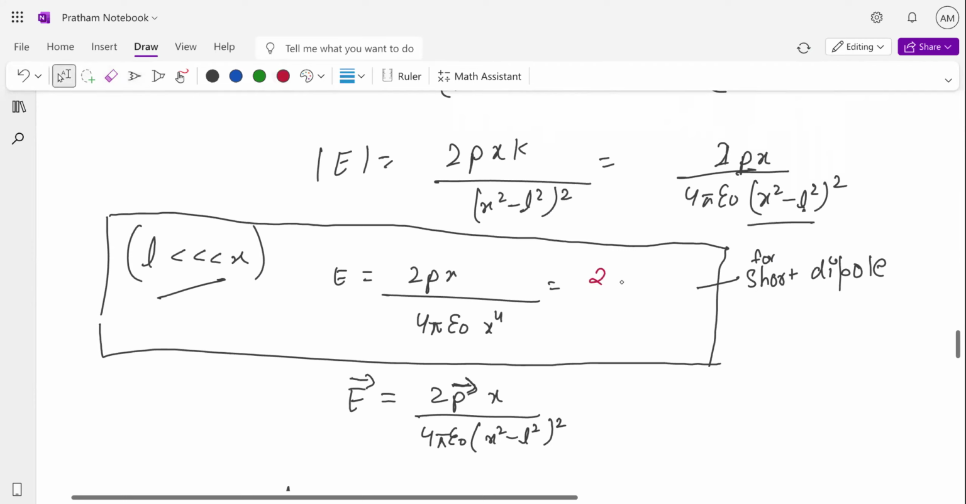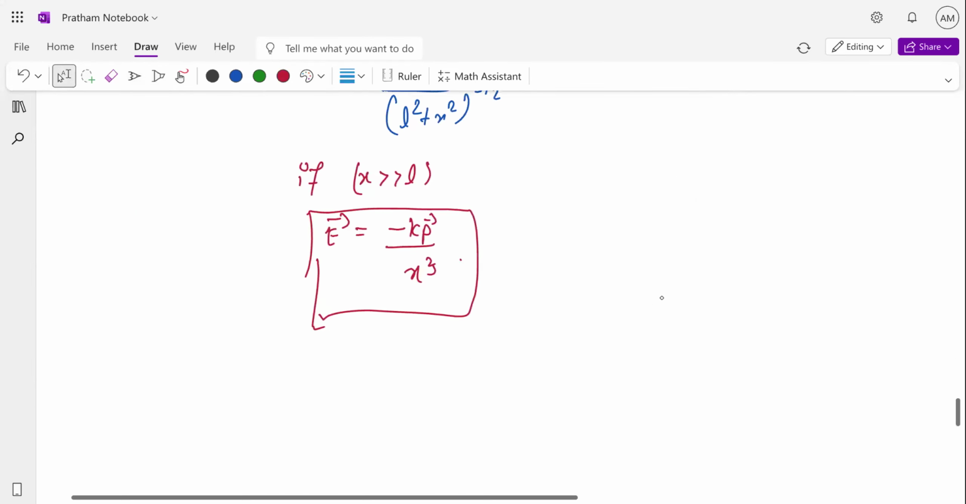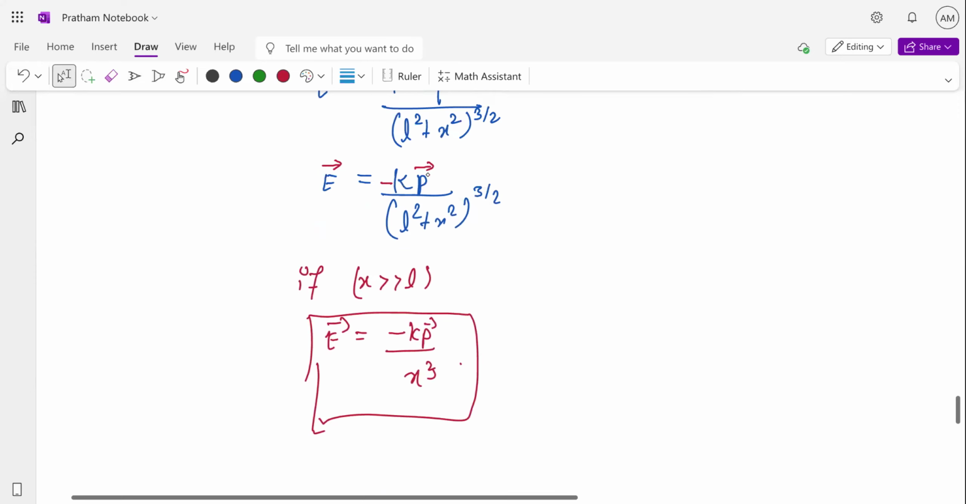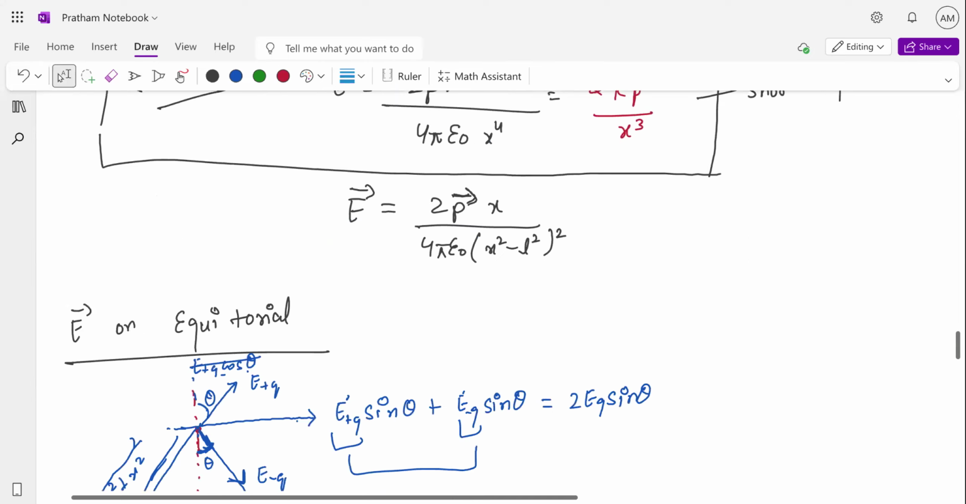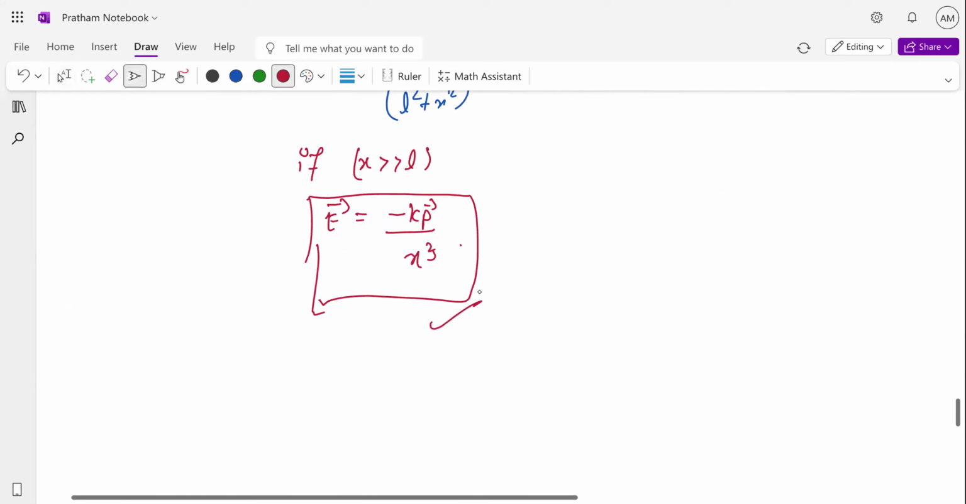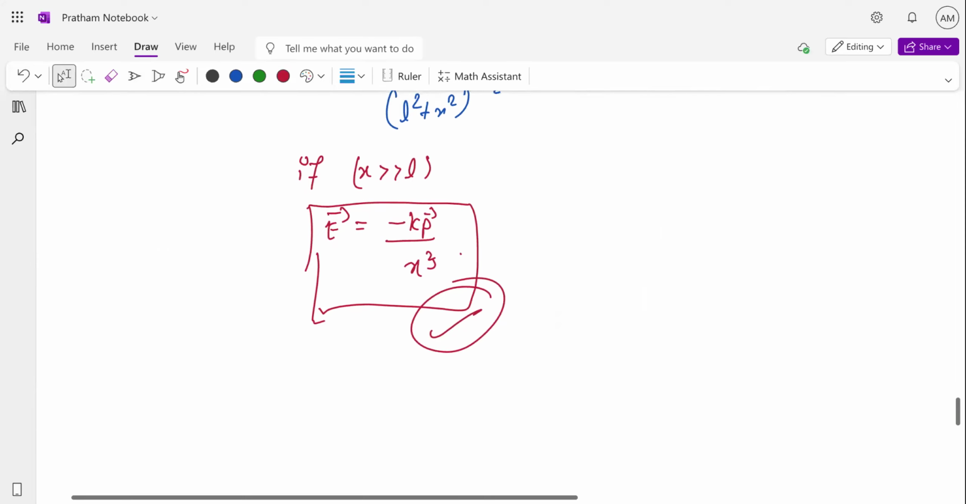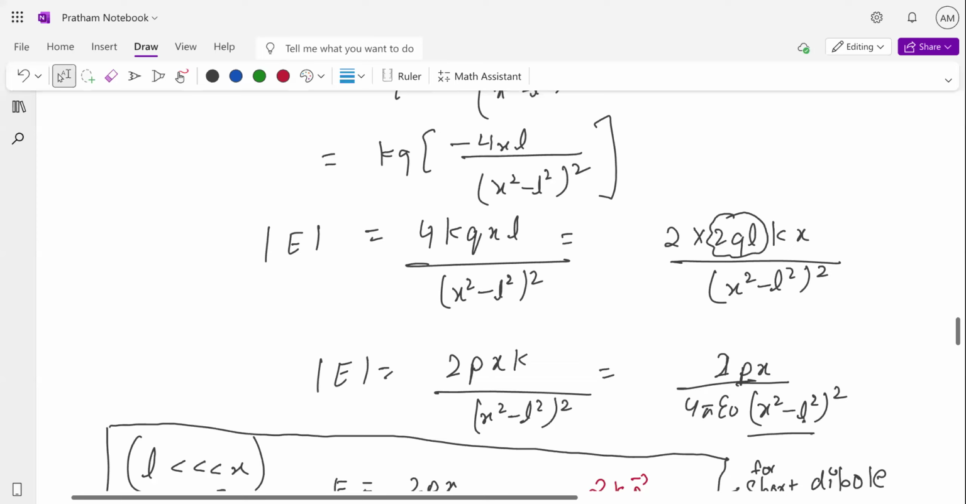Let's make this in the form of k so it will be better to see. 2kp divided by x square. Clear? So you can see this is 2kp, and this is just a half. And what about the direction? There, the direction of electric field will be the direction of dipole moment. And here, this is the condition we have: it is opposite to the dipole direction. Any doubt till now?